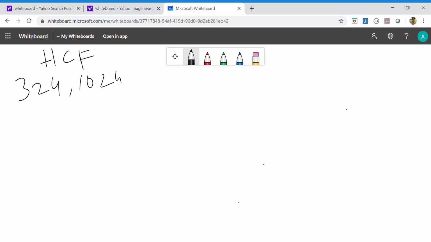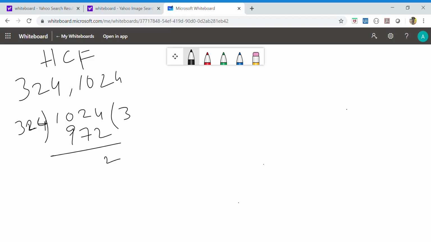We already learned the stepwise division method, or continued division method. In that process we take the bigger number as the dividend and the smaller number as the divisor. 324 will go 3 times. 3 times is 972. So subtraction gives 52, and 52 is the divisor and 324 is the dividend. It will go 6 times, that is 312.